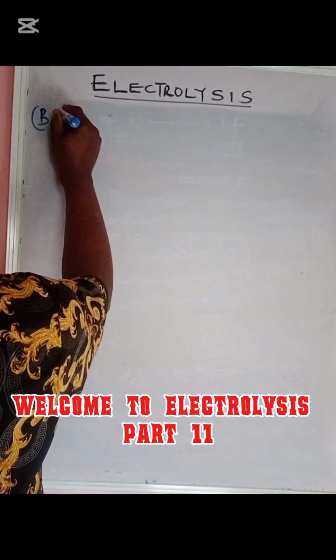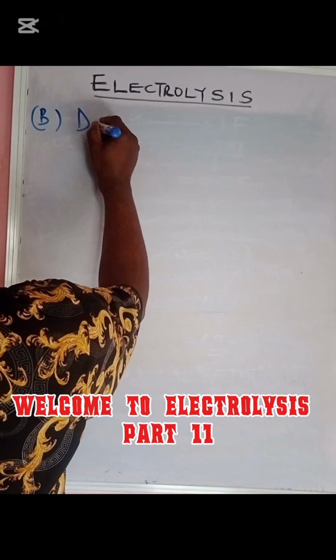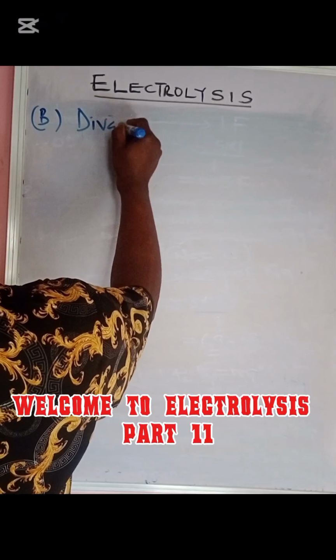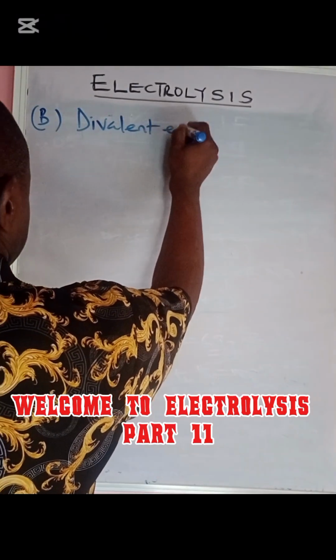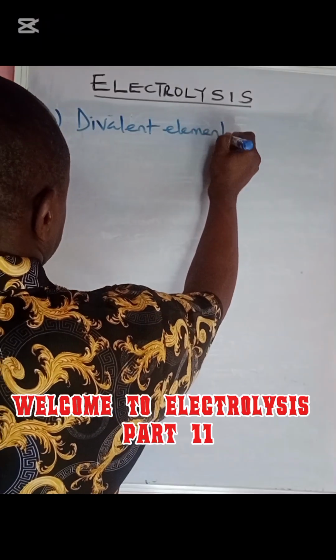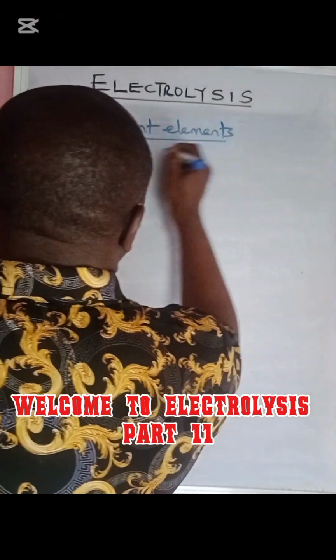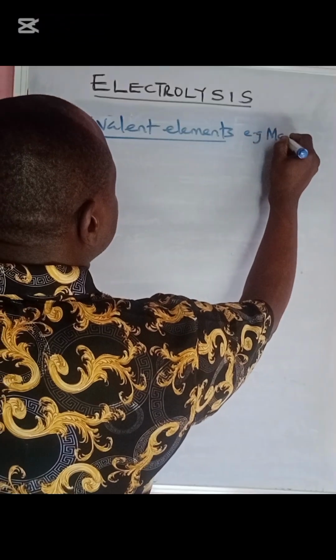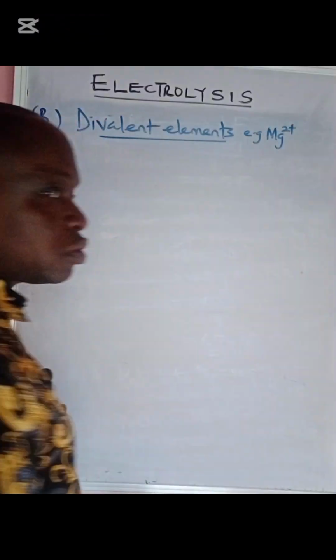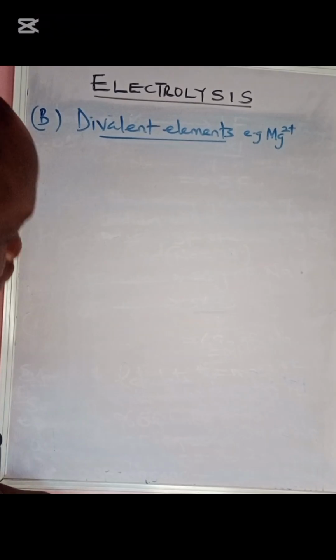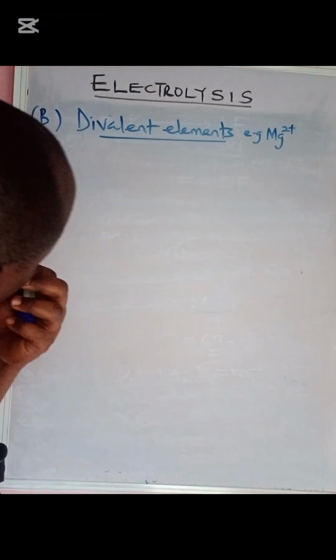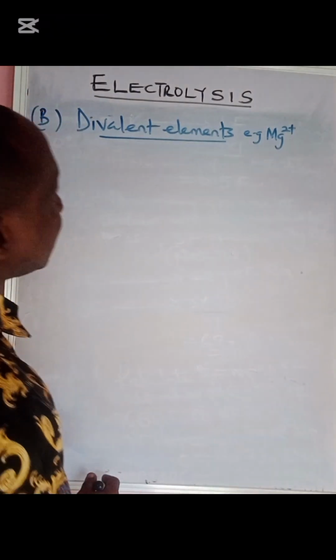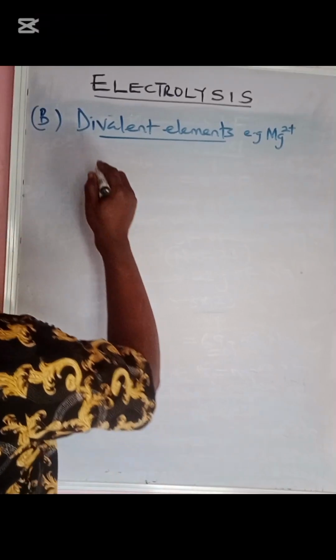8b, we have divalent elements. For example, we talk of magnesium, that is 2 plus, and calcium. This is a divalent element.